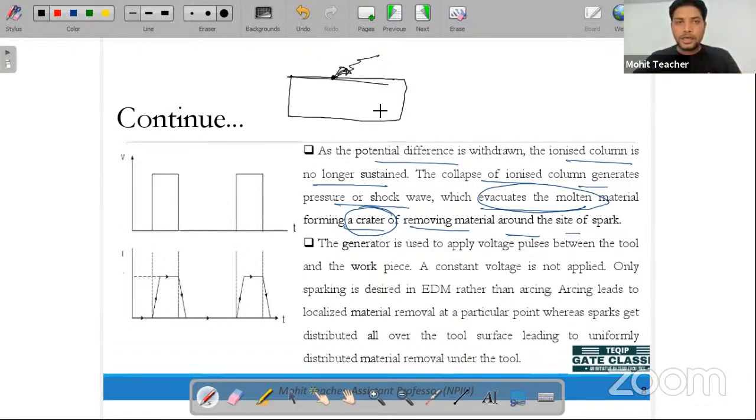So randomly, suppose the irregularities of your tool are here. So this area is coming in contact, and the material is removed from this area. Now, how is the material being removed? It is initiating cracks. Immediately initiating cracks, from whatever area is affected by the spark, the material is being removed.